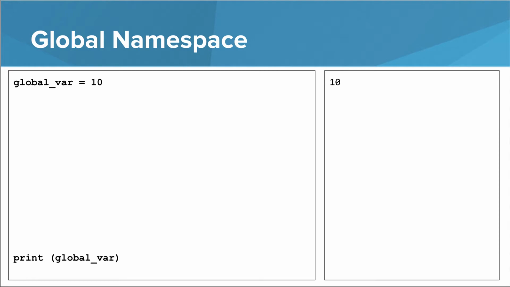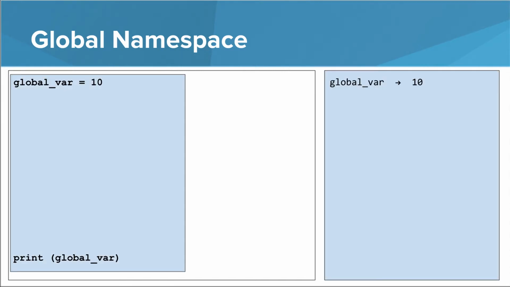So first off, we have the global namespace. This is the top level namespace that contains all of the global names in your program. So I'm going to color the global namespace blue. We see here that in this global namespace, we have one name, global_var, and it is mapped to the value 10. If we create another variable, other_var, set it equal to 20, we now have a new name in the global namespace, other_var, and that name is mapped to 20.